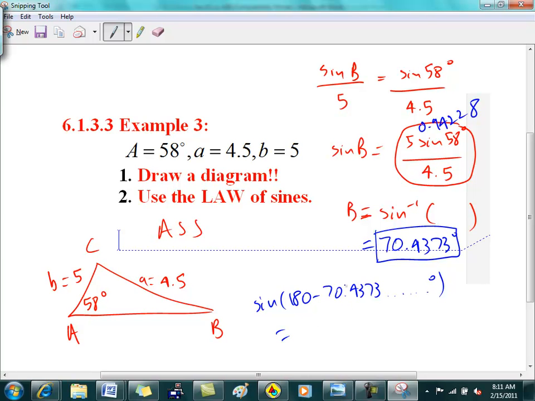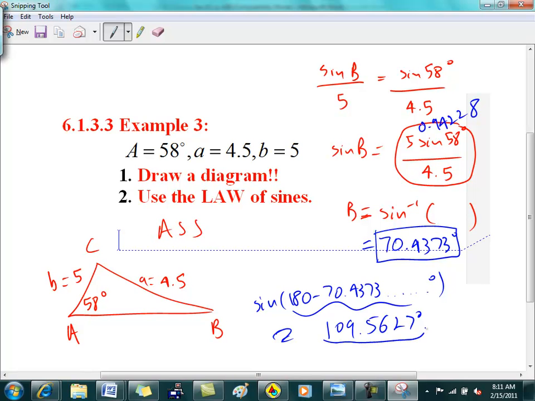What's 180 minus 70.4373? No, what's 180 minus 70.4373? 109.5627 degrees. Okay?